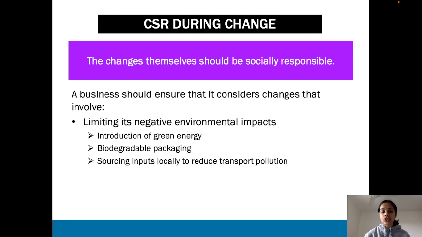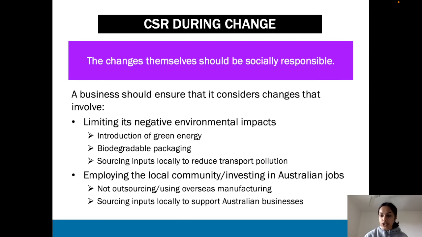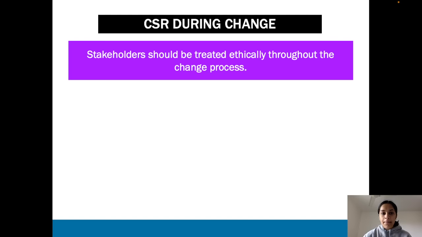So introducing green energy, biodegradable packaging, sourcing inputs to reduce pollution, those areas and aspects. And also employing from the local community. So maybe investing in Australian jobs. So not using outsourcing or overseas manufacturing, but rather supporting local Australian businesses so that job opportunities are created for local Australians.